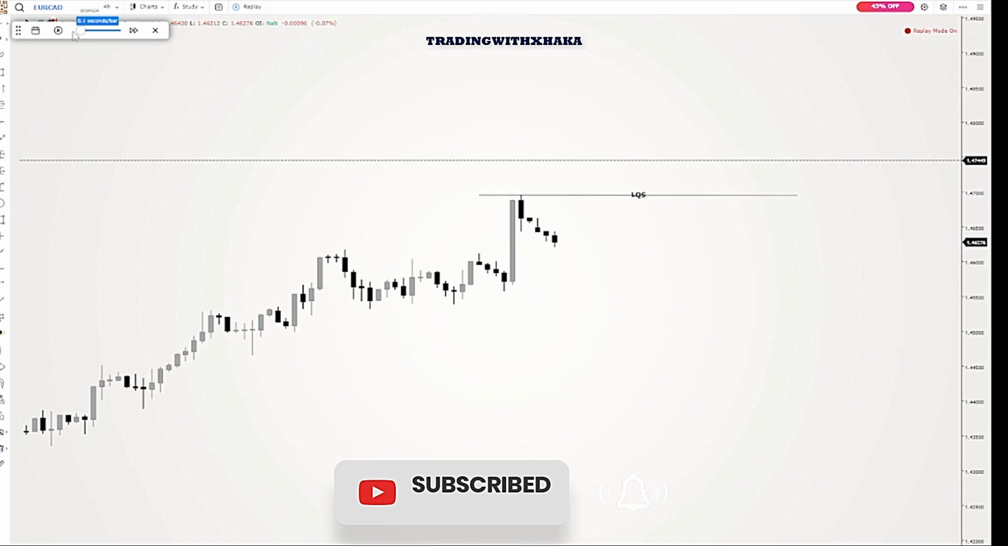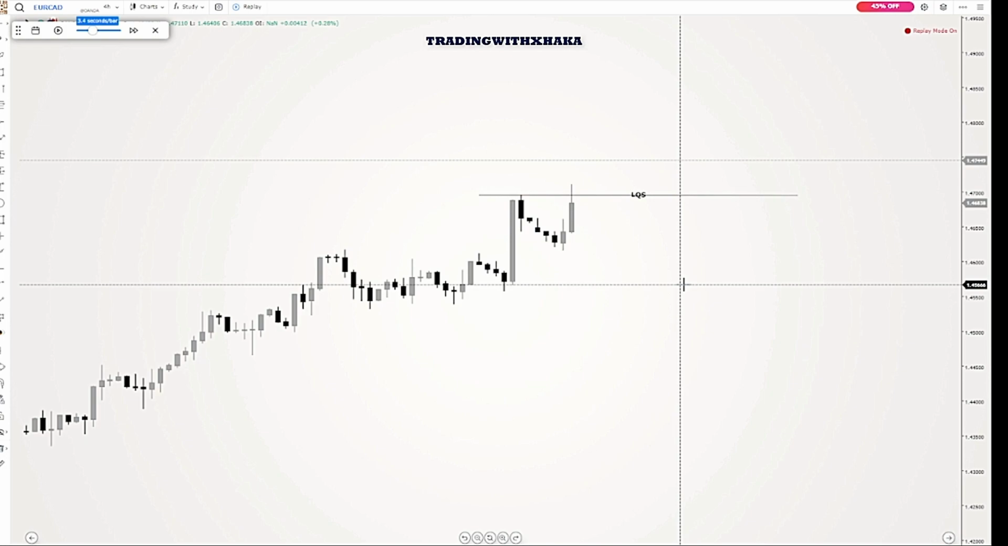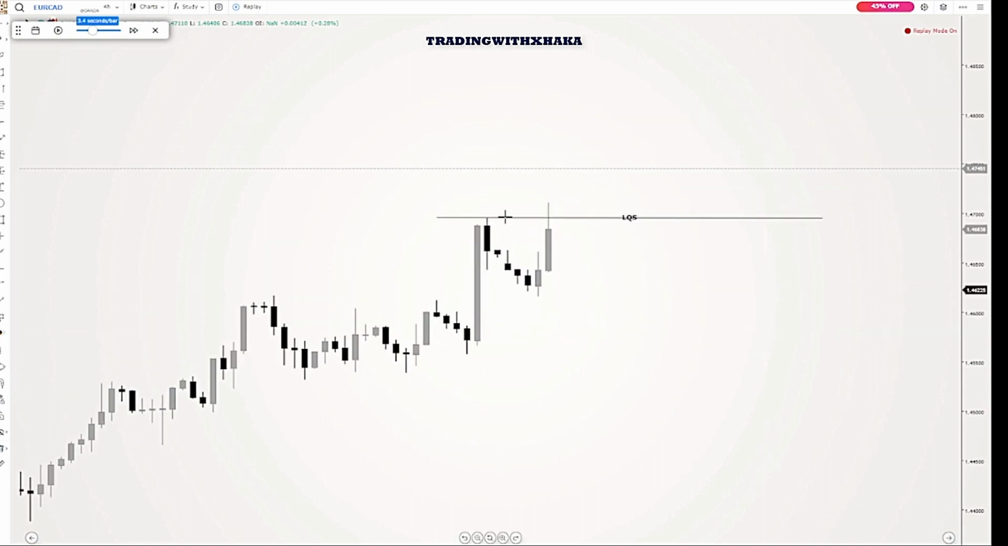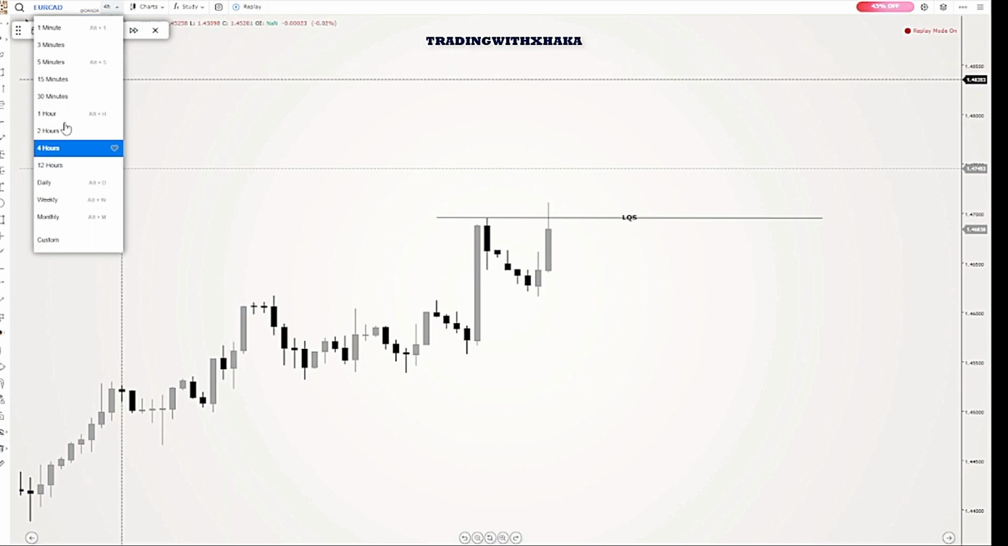So let's roll the candle to see. Good sweep. I have a very good sweep here. I'm so happy that everything works in my favor. This is a very nice sweep. So what are we waiting for? We're waiting for a pullback in the 15 minutes time frame. So let's move to the 15 minutes time frame.